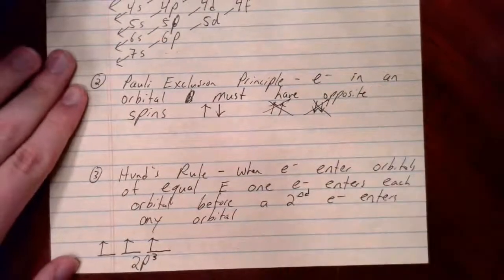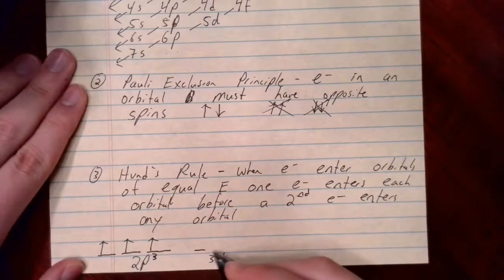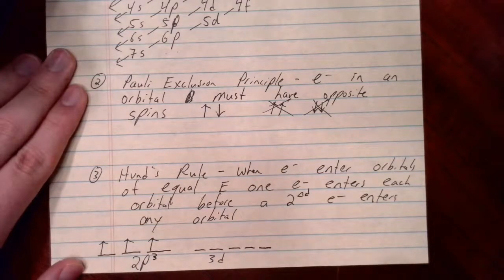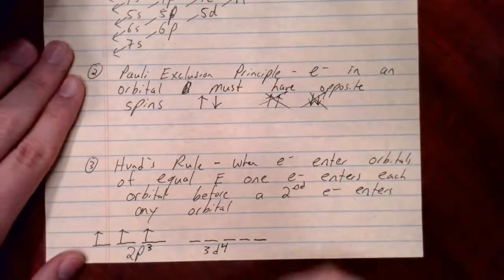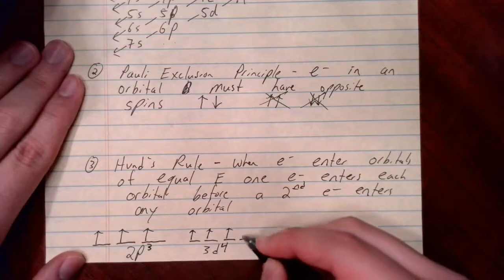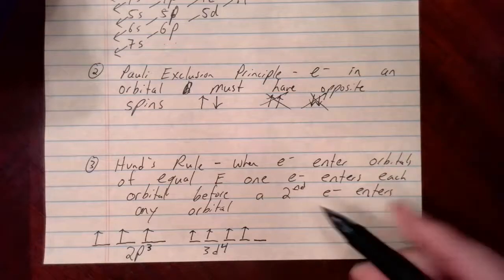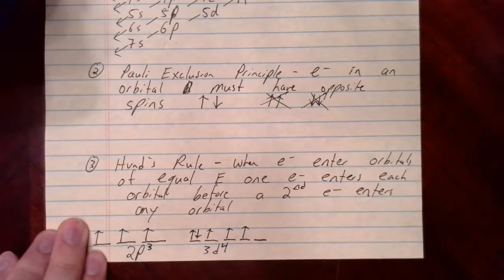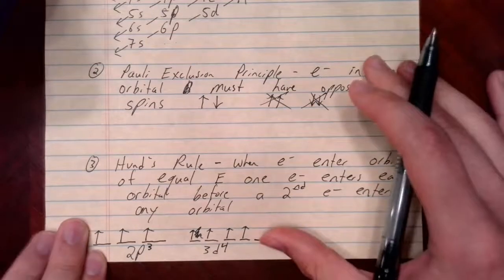If I have, let's just say 3d, d has 5 orbitals. Let's just say it is 3d4, so there's 4 electrons in it. I go 1, 2, 3, 4. That is how we do it. We don't go in and do this. We would never have one orbital that is full while we still have one orbital that's completely empty.